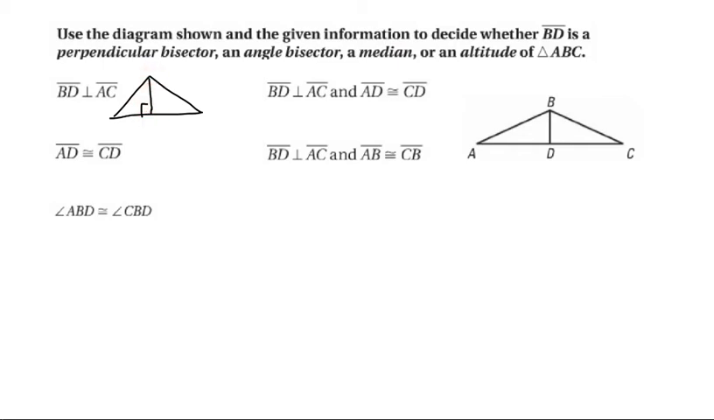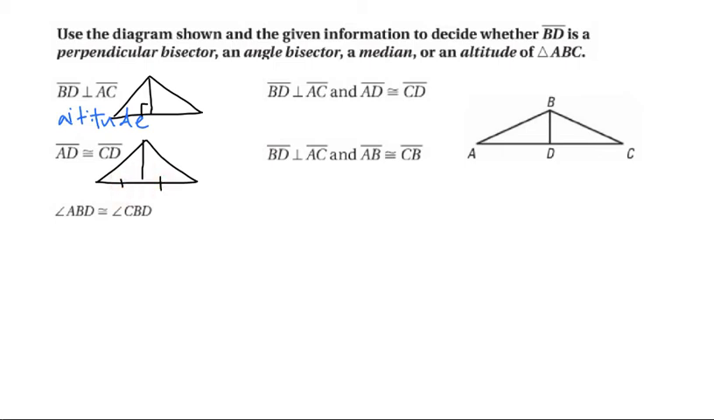For this next one, it shows that AD is congruent to DC. So it shows that that point D is the midpoint. So the only one that connects the midpoint to the vertex is going to be the median. It's not quite the perpendicular bisector because we don't know that this angle right here is perpendicular. All we know is that it bisects it. So this would be our median.